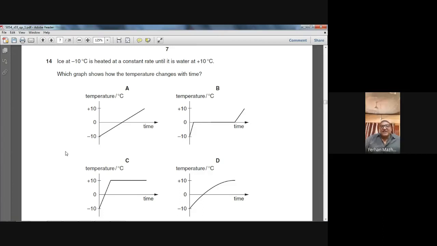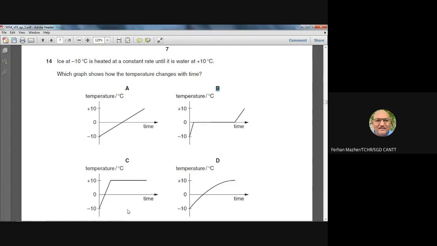So first here, there should be an inclined line upward, and then the graph should become flat, and then again it should rise upward. So I think B is the best answer. So very easy question. Question number 14, B is the right answer. Here the temperature of the ice is rising from minus 10 to 0. And so this flat graph shows that the ice is melting. Once the ice has melted, then again the temperature is rising from 0 to 10.